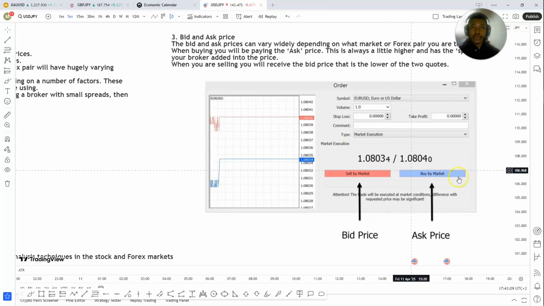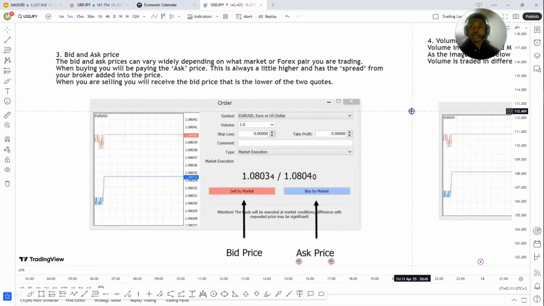Next, we have bid and ask price. Bid and ask price just represent selling and buying price. The bid price is where you get it when you sell a market, and the ask price is where you get it when you buy a market. So when you're buying, you pay the ask price.